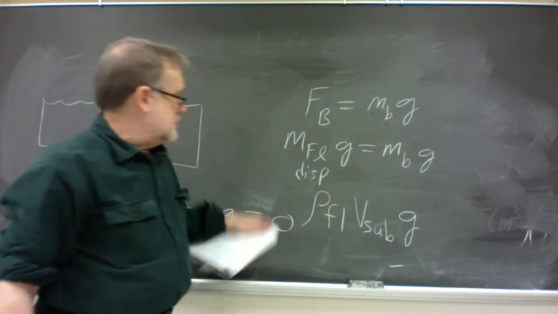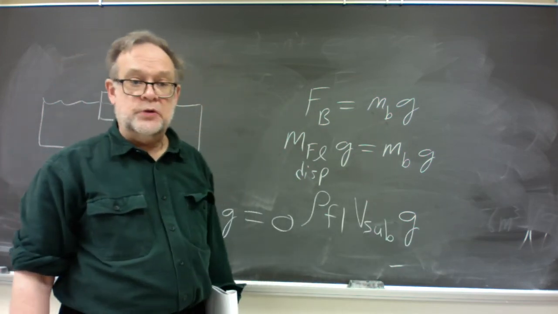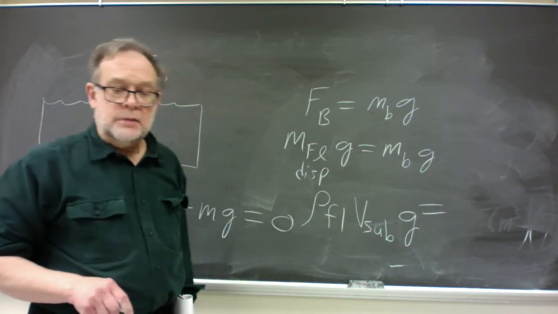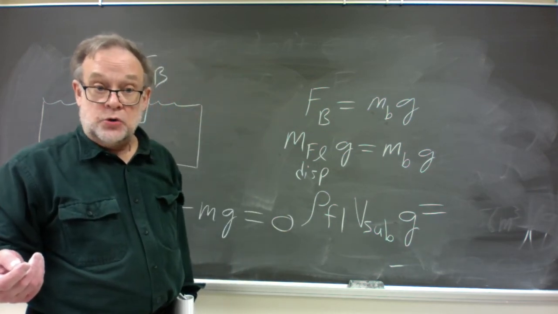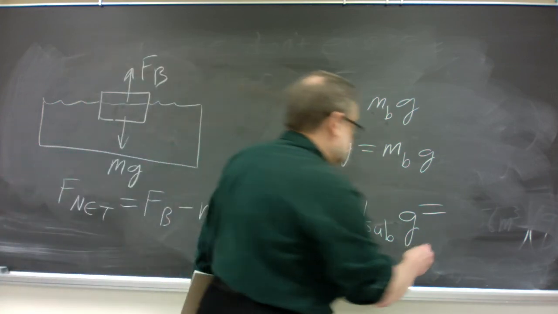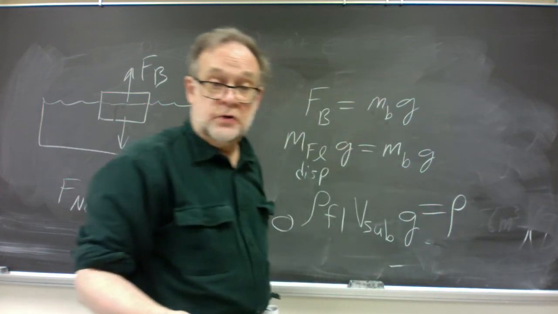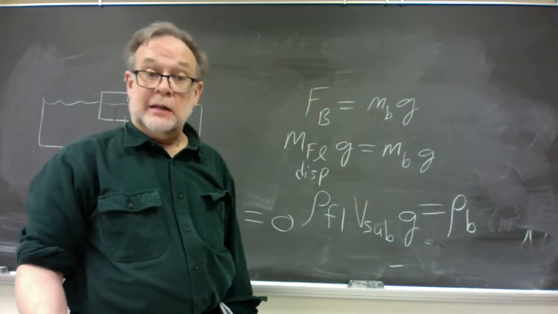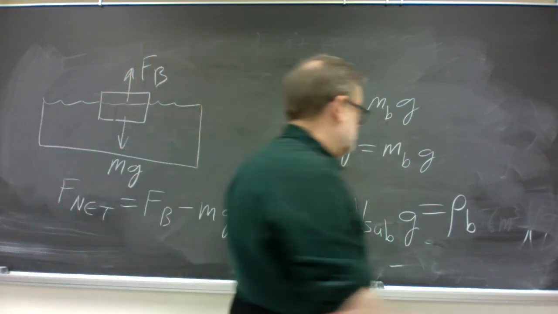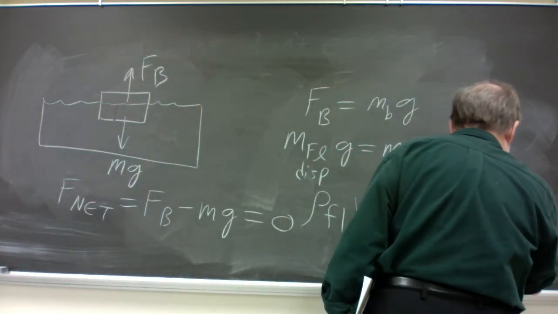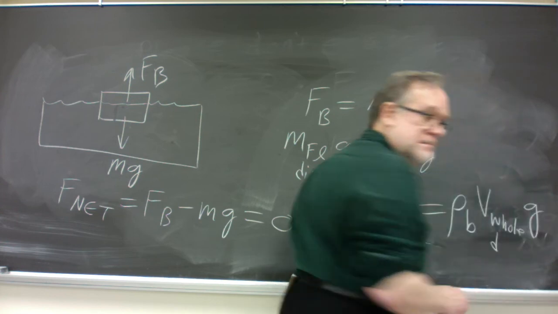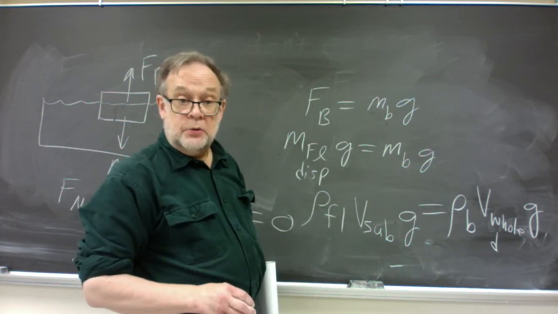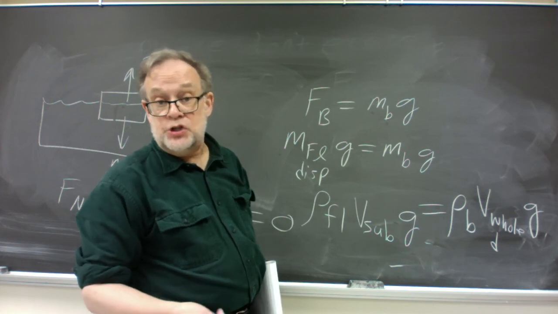Density times volume gives us the mass of the fluid displaced, times g gives us the weight of the fluid displaced. Weight of fluid displaced is the buoyant force, and that's equal to weight of the block. Let's write that mass as also density times volume. That's going to be density of the block times the volume of the whole block, times g. Now let's do a little bit of algebra with this expression. There's a factor of g on both sides, so we divide the whole equation by g, and those g's cancel away.